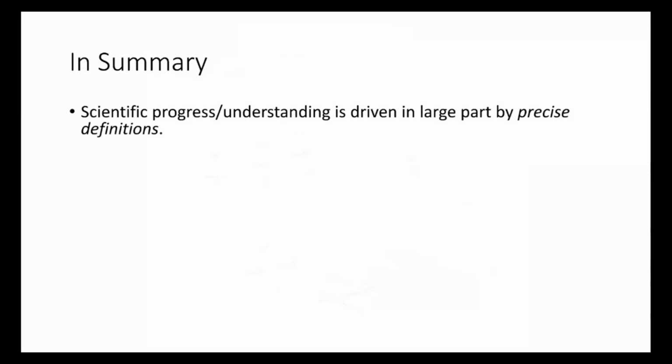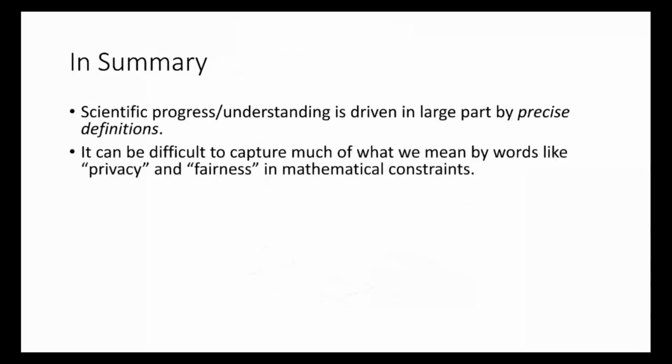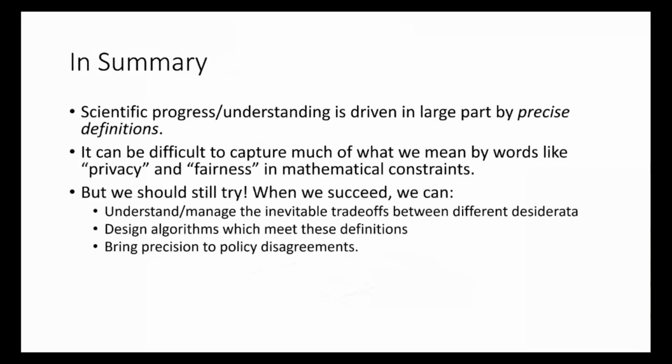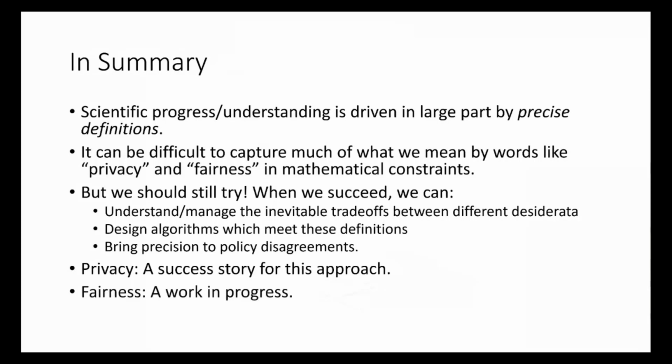Okay, so I'm out of time. I just want to summarize a couple of things. First of all, scientific progress is driven in large part by precise definitions. Even though when we're thinking about ethical and social issues, things like privacy and fairness, it can be difficult to capture a lot of what we mean mathematically, it's still worth trying. Because when we succeed, we can give formal guarantees, we can plainly see how to design algorithms that satisfy these definitions, and we can understand and manage the inevitable trade-offs that arise. Privacy here is a success story. This is an approach that works, and we have at least one good example. And fairness is a work in progress, but I think there's good reason to want to take this precise formal approach and push it as far as it goes.